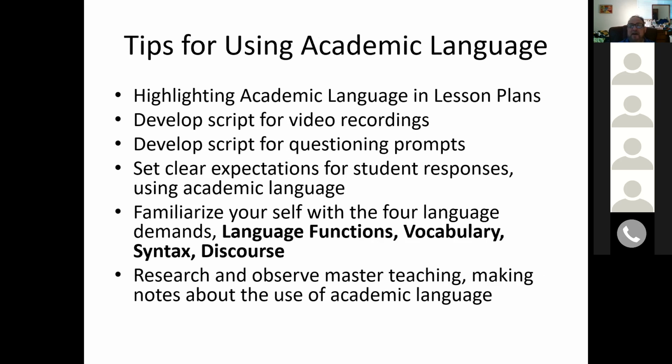Tips for using academic language. Highlighting academic language in lesson plans. Develop script for video recordings. Develop script for questioning prompts. Set clear expectations for student responses using academic language. Familiarize yourself with the 4 language demands: language functions, vocabulary, syntax, and discourse. Research and observe master teaching, making notes about the use of academic language.